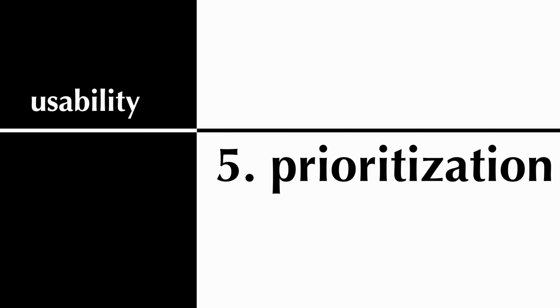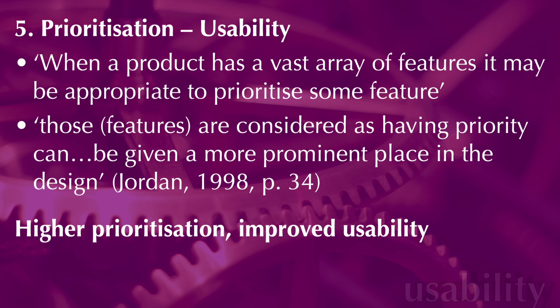Next is prioritization. This is when a product has a vast array of features. It may be appropriate to prioritize some features. As a result, those features are considered as having priority, and they can be given a more prominent place in the design. As a result, the higher the prioritization, especially when there's a lot of features, the improved the usability. If you don't do that, people can get lost in a sea of different things that they could do on your website or use for your product if it has a lot of features.